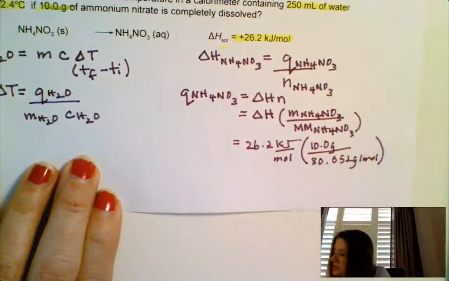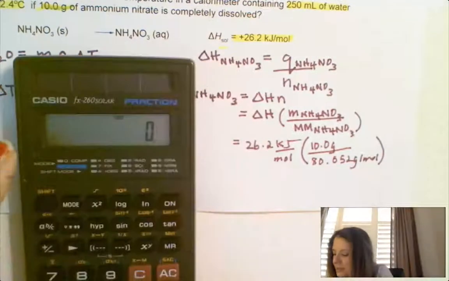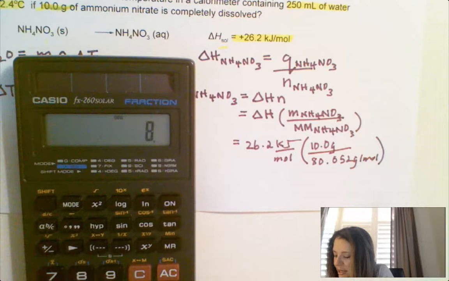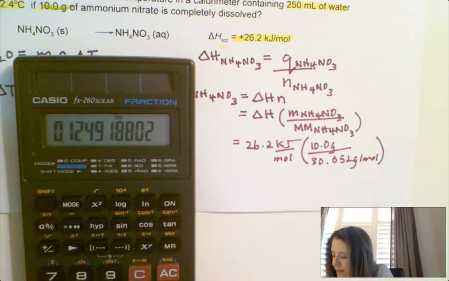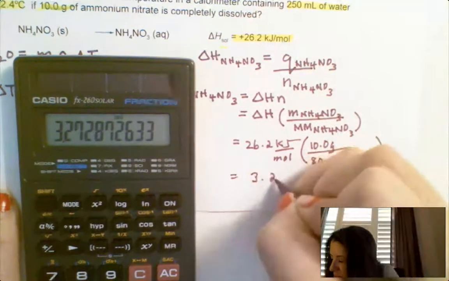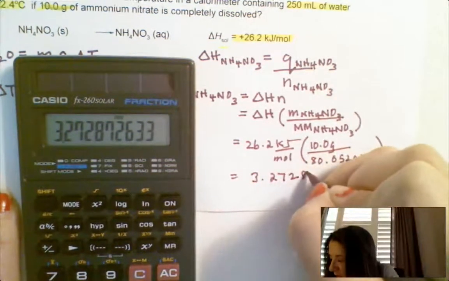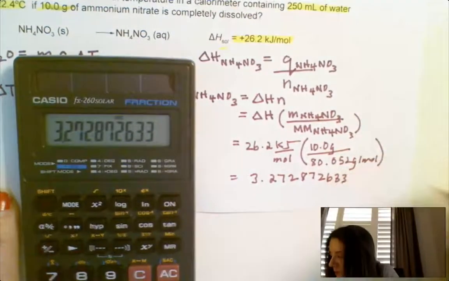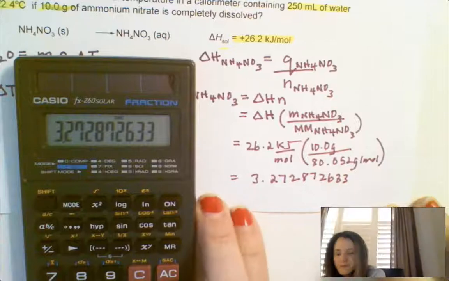Let's plug that into our calculator and see what we end up getting. 26.2 times, close bracket, 10 divided by 80.052, close bracket, and I get a value of 3.272872633. Now, what are my units here?